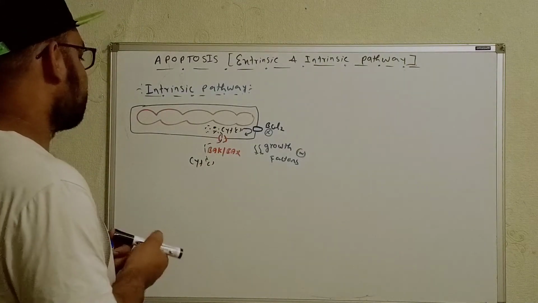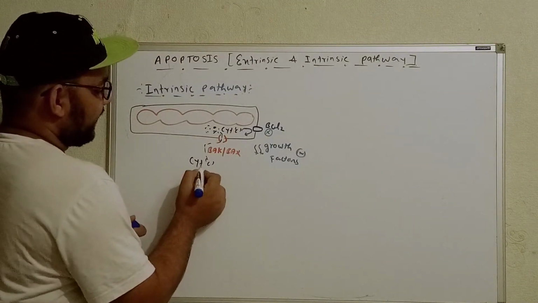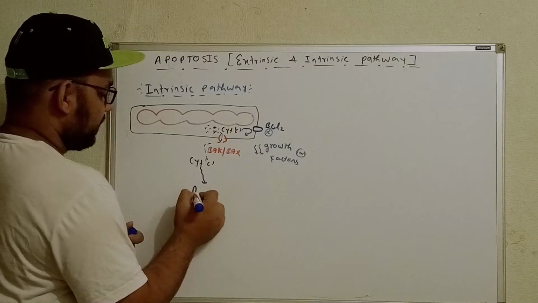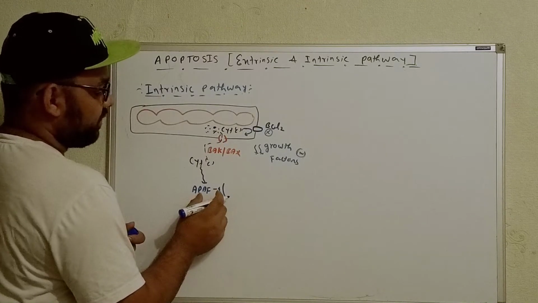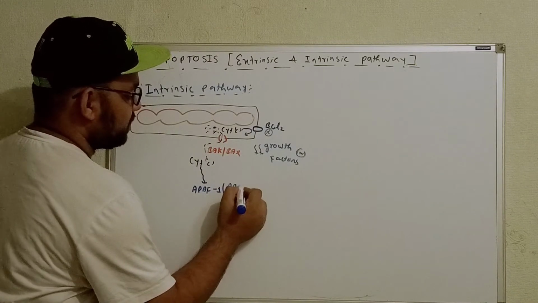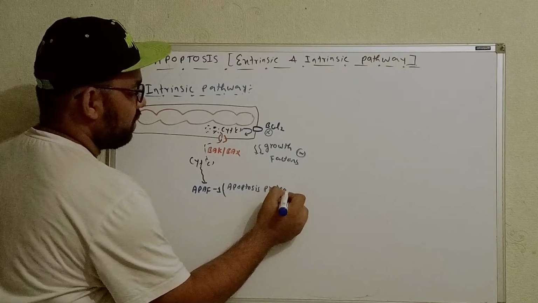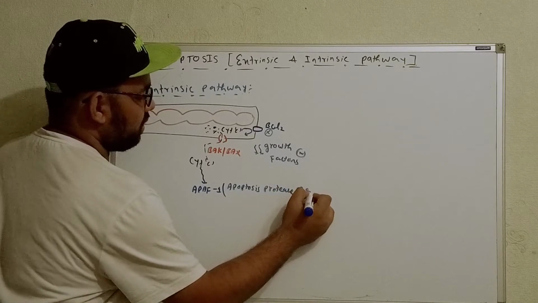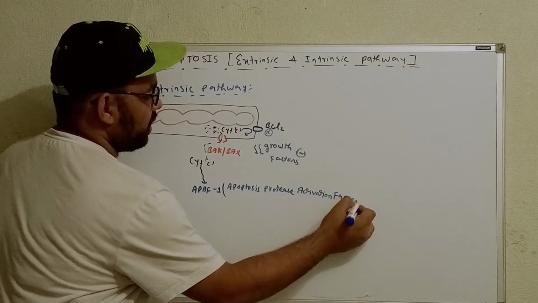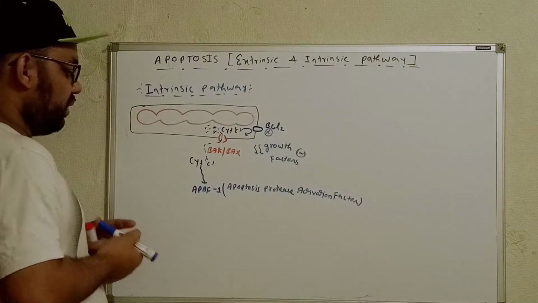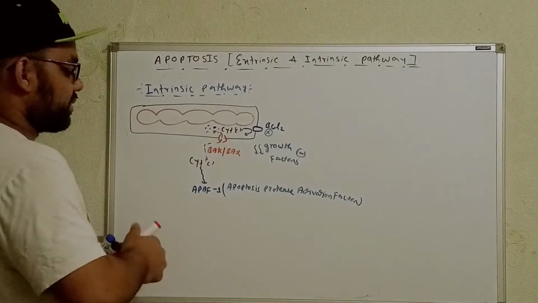Now what will we see after that? After the cytochrome C comes outside of the mitochondria, it can activate certain types of factors known as APAF, that is, apoptosis protease activation factor. So if you write it over here, apoptosis protease activation factor. Now what will we see after that? At first we will see this can activate certain types of caspase.